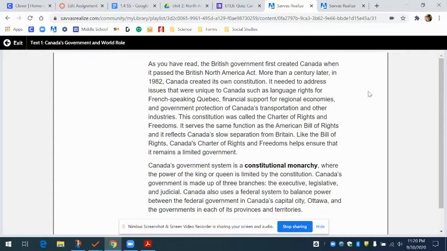Canada's government system is a constitutional monarchy, where the power of the king or queen is limited by the Constitution. Canada's government is made up of three branches: the executive, legislative, and judicial. Sounds familiar, huh? Canada also uses a federal system to balance power between the federal government in Canada's capital city, Ottawa, and the governments in each of its provinces and territories.